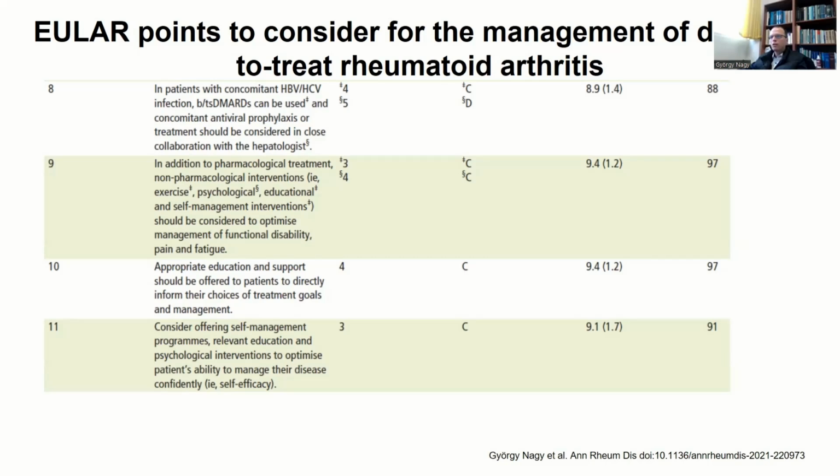The next one is regarding education. We recommend that appropriate education and support should be offered to all patients to directly inform their choices. And the 11th recommendation suggests that self-management programs, which are crucial, relevant education and psychological interventions should be considered to optimize patients' ability to manage their disease confidently. So the 9th, 10th, and 11th are dealing with non-pharmacological options, education, and self-management programs.